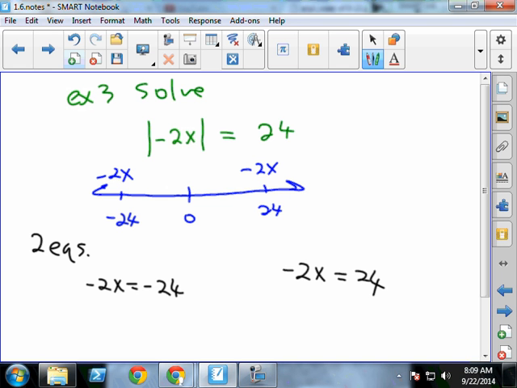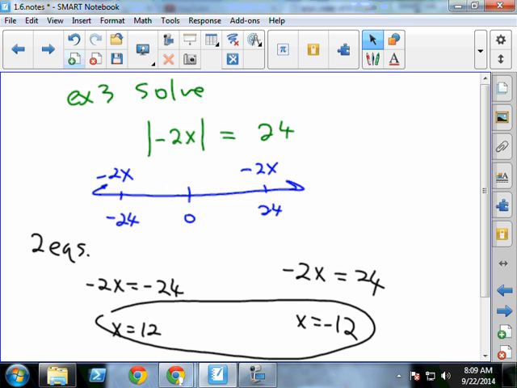Of course, you're going to have to divide by negative 2 to solve each of these. So here we get x is 12, and here we get x is negative 12. So those are our 2 solutions, and that's it. That's it.